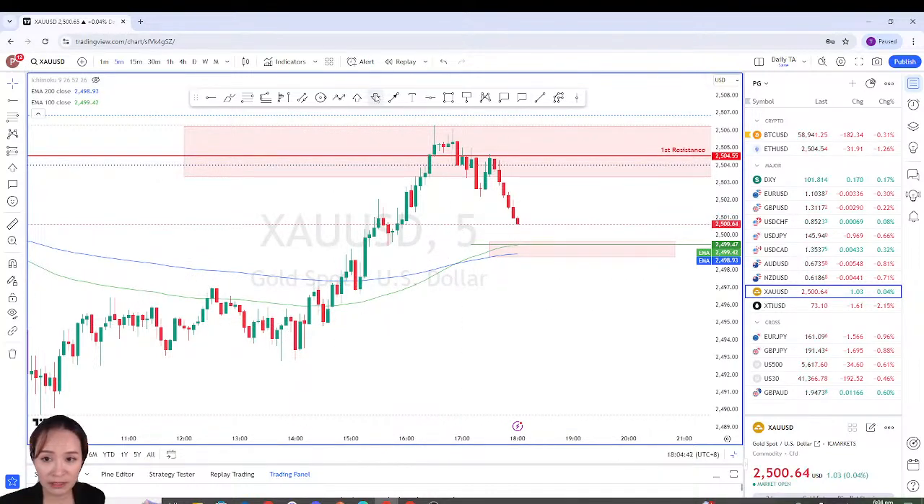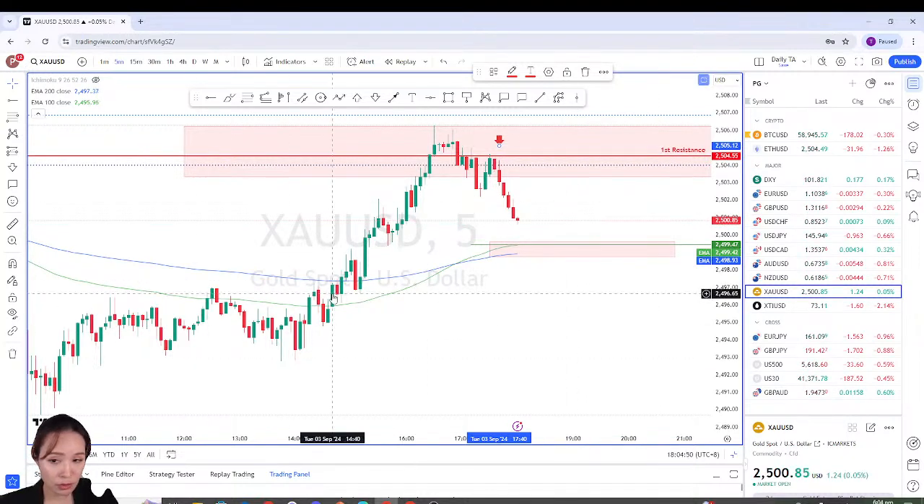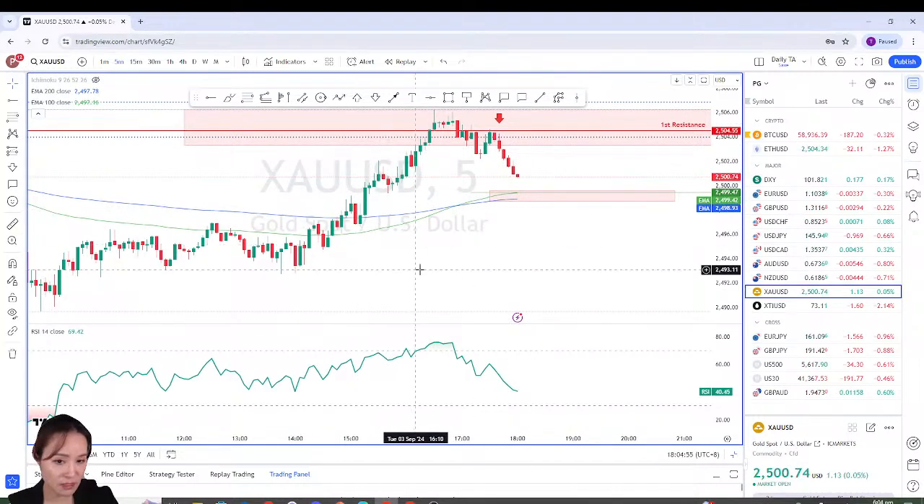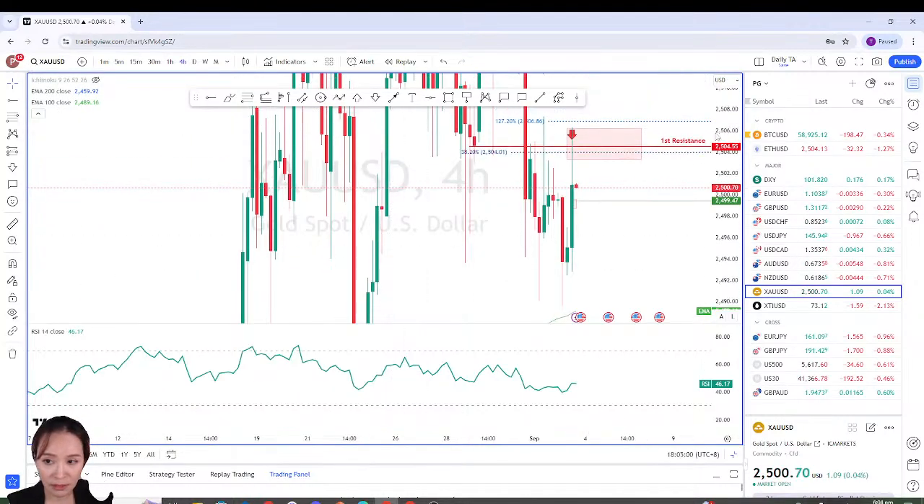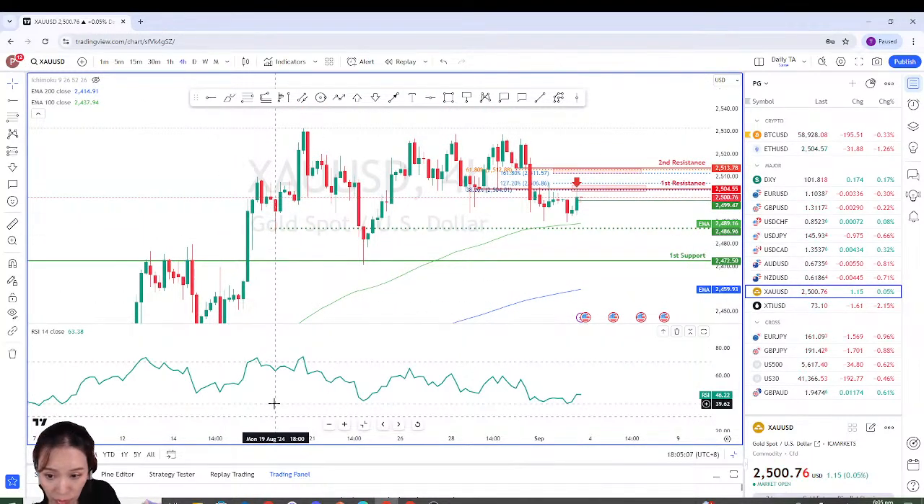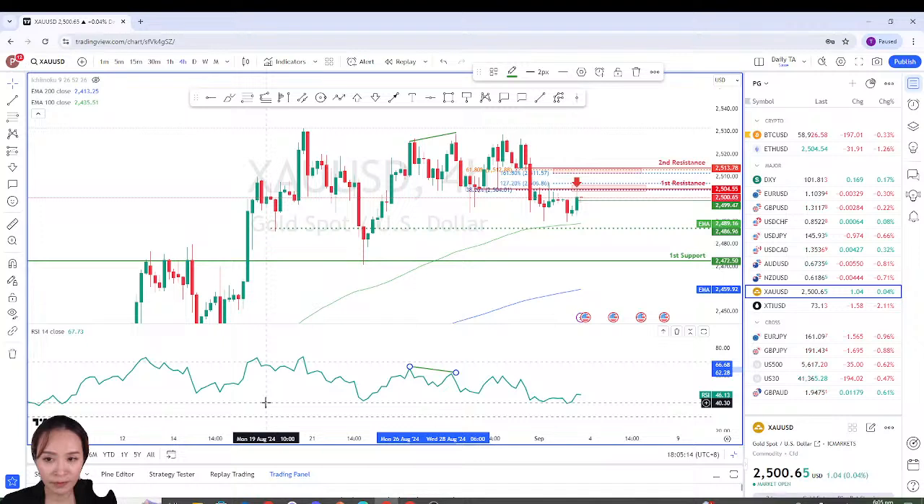Anyone short go from this level at like 2504 or 2505? Any one of you guys trade or short go from here? Okay, for gold, right, there are many divergences for you to trade. If you want to trade, refer to divergence. While waiting for gold to come to like this level, I will show you the divergence right here. You can short here because there is a bearish divergence versus the RSI.